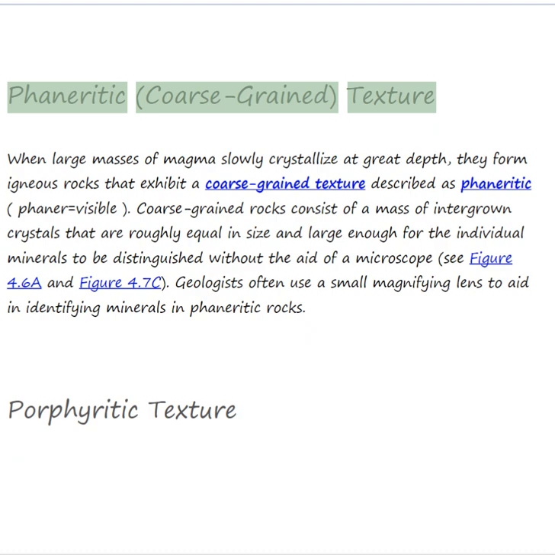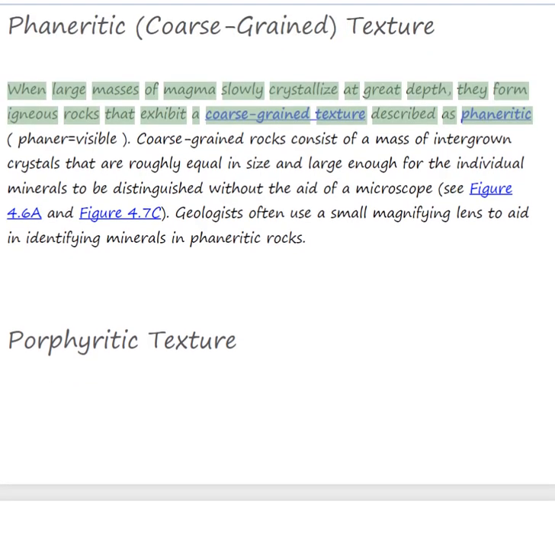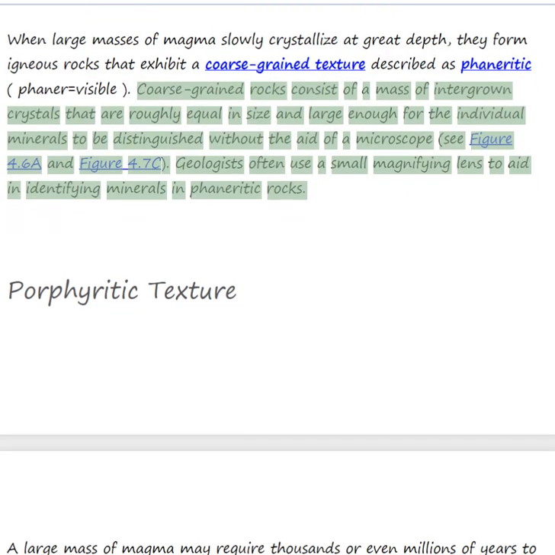Phaneritic texture. When large masses of magma slowly crystallize at great depth, they form igneous rocks that exhibit a coarse-grained texture described as phaneritic. Coarse-grained rocks consist of a mass of intergrown crystals that are roughly equal in size and large enough for the individual minerals to be distinguished without the aid of a microscope. Geologists often use a small magnifying lens to aid in identifying minerals in phaneritic rocks.